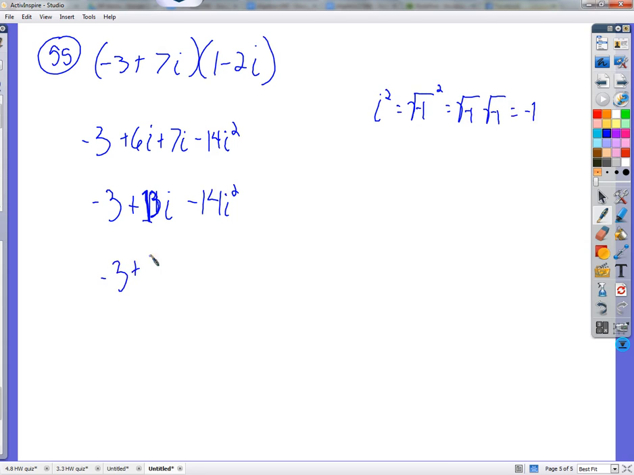So now this, what is this worth? Negative 14 times negative 1 is positive 14. Now we have like terms here. 14 minus 3 is 11.